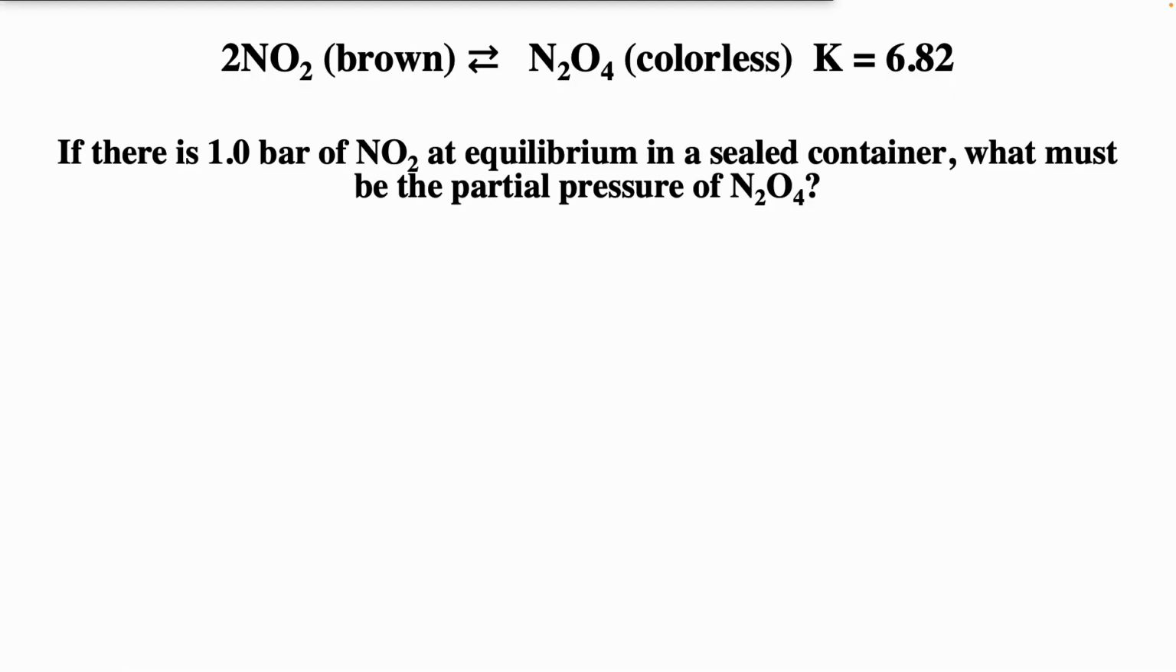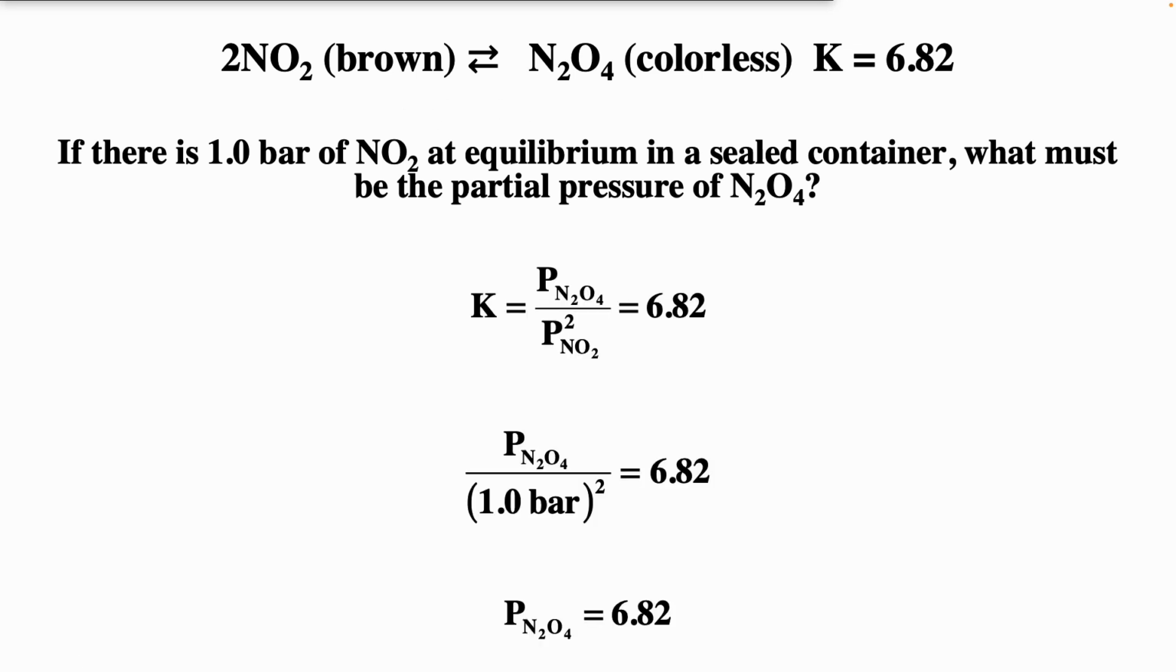So if there's 1 bar of NO2 at equilibrium in a sealed container, what must be the partial pressure of N2O4? And so we can use the equilibrium expression. We have the partial pressure of N2O4 over the partial pressure of NO2 squared equals our K of 6.82. And so we're told that the partial pressure of NO2 is 1 bar. 1 bar squared is 1. And so we get that the partial pressure of N2O4 should be 6.82.